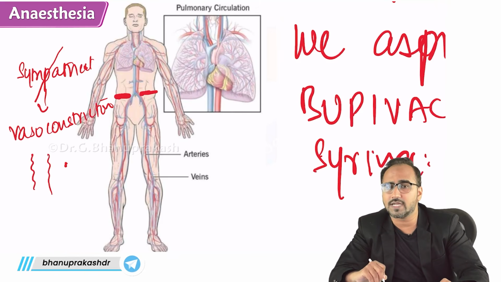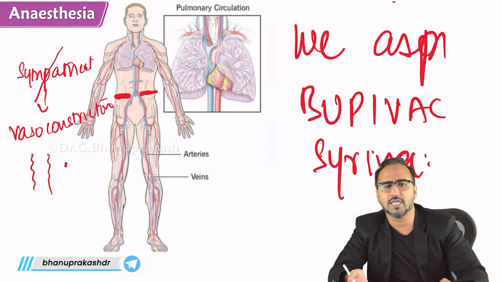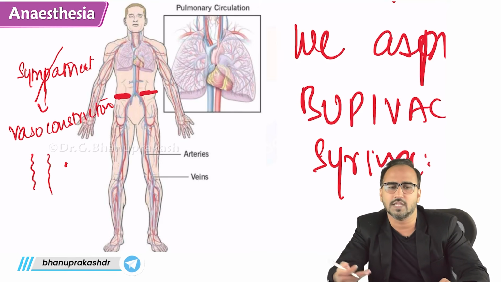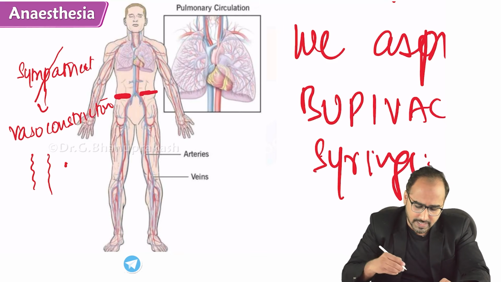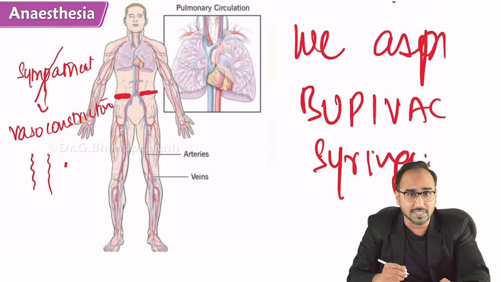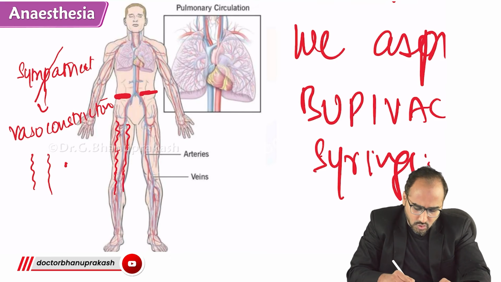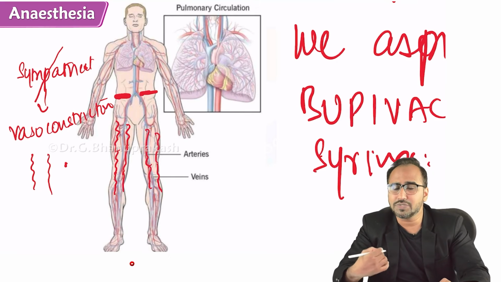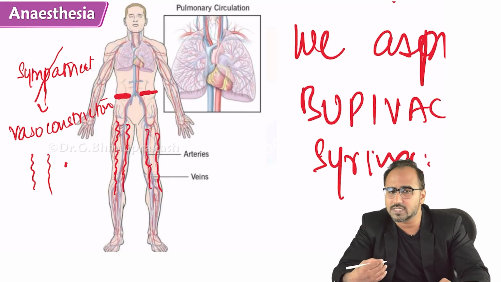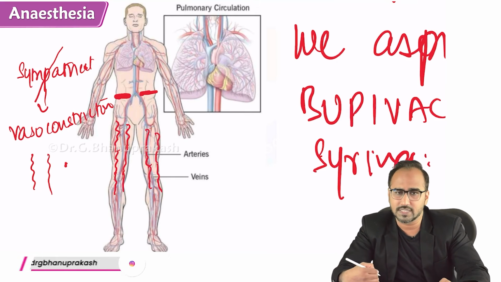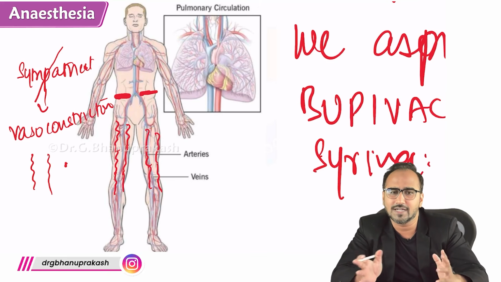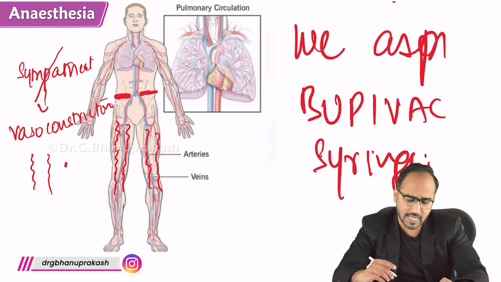Where will the blood vessels dilate? Where the spinal is working, in the lower part. So as we give spinal anesthesia, what happens? It causes sympathetic blockade that leads to vasodilation, dilatation of the blood vessels in the lower extremities. As you see blood vessels getting dilated in the lower extremities, what will happen?